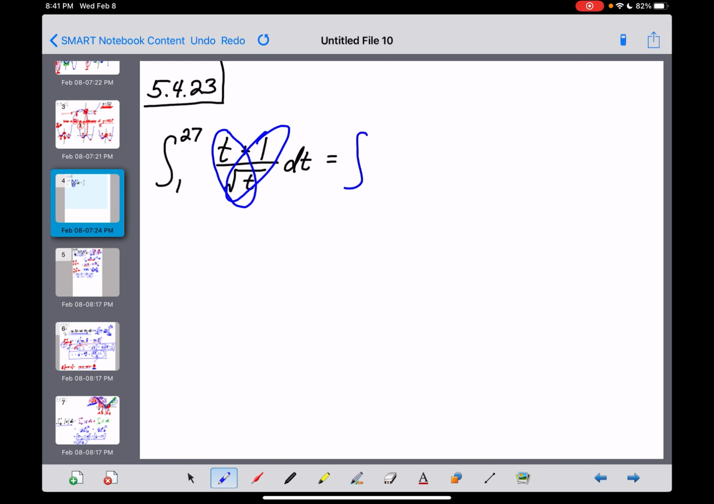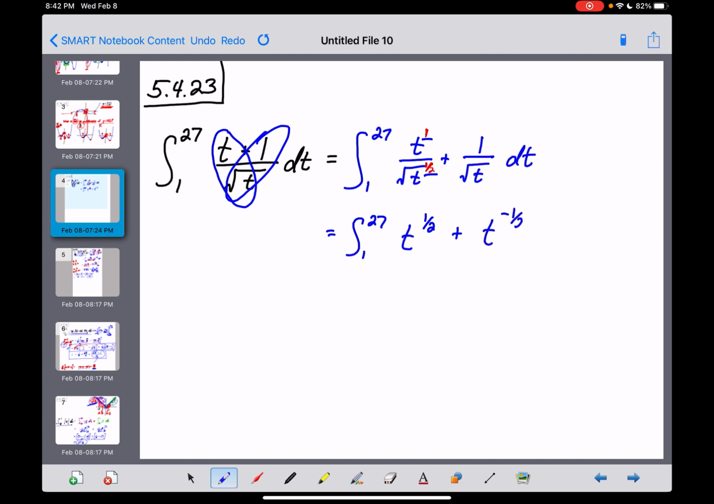So I'm going to rewrite this as an integral from 1 to 27 of t over the square root of t, and then a plus 1 over the square root of t, all taken with respect to t. Now, before we're ready to start anti-differentiating, we're going to rewrite each of these terms. This is t to the first divided by t to the 1/2. So we subtract the exponents, and 1 minus 1/2, we get t to the 1/2. Plus, this one could just be rewritten right here. That's a t to the 1/2 in the denominator, which means we've got a t to the negative 1/2 right there, and that's the integral we're taking with respect to t.